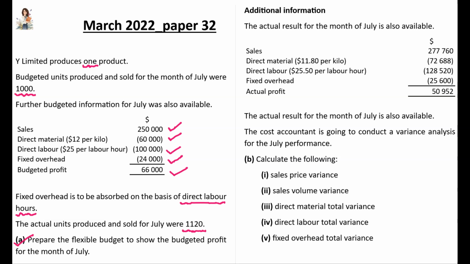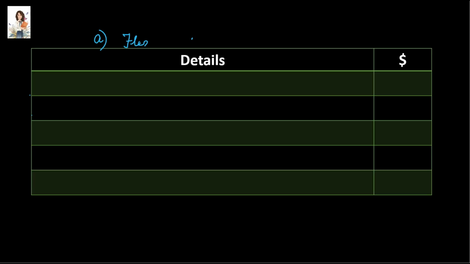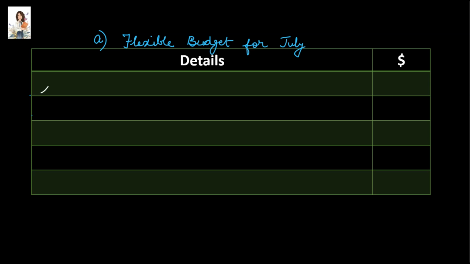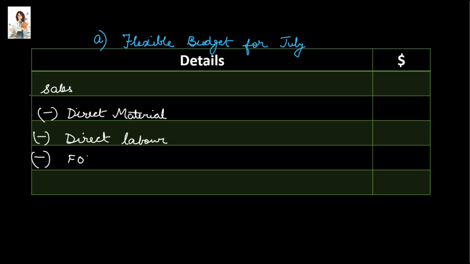In part A, we have to prepare the flexible budget to show the budgeted profit for the month of July. So this is part A, flexible budget for July. We have already been given the format for the budget, so we'll prepare our flexible budget on similar lines. That means in the details section, we will have the sales minus direct material minus direct labor minus fixed overhead, and then in the last row, we will have the flexible budget profit.